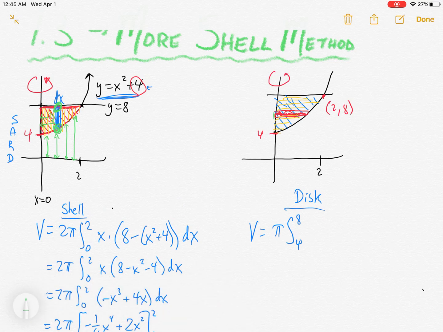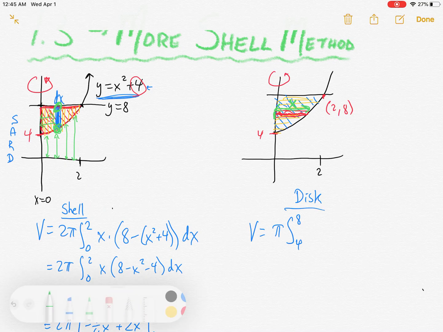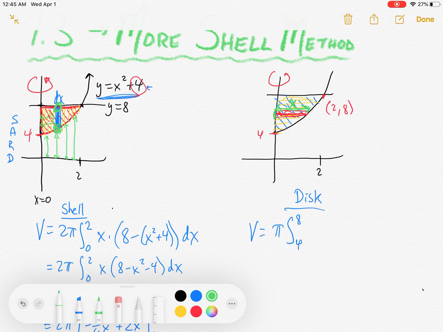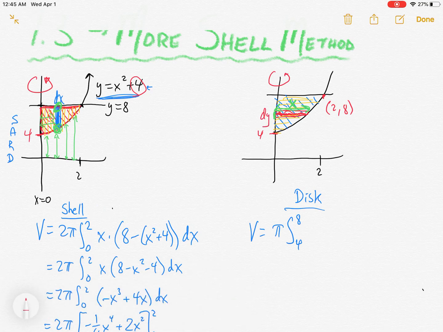So the inner radius is right there. It's 0. But the outer radius is, if you can see that green, just the x coordinate, right? And this happens a lot with disk and shell. But, I forgot my D of SARD. That's pretty bad. dy. Sorry about that. And I really rely on that to tell me you can't use x. You need something in terms of y.